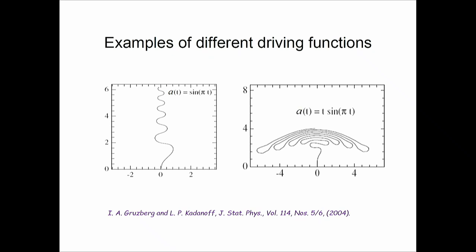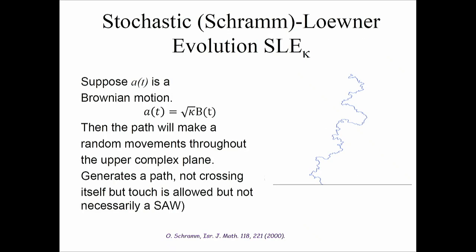But they have the property that they don't touch. The path does not touch itself. It's a simple path. It does not cross itself. I shouldn't say touch. It does not cross itself. It is a simple path. There is no point of crossing. And as you choose different functions, you will see that it has no point of crossing.